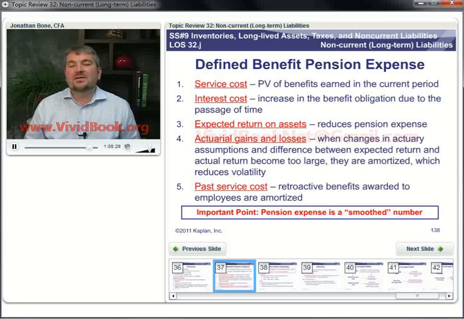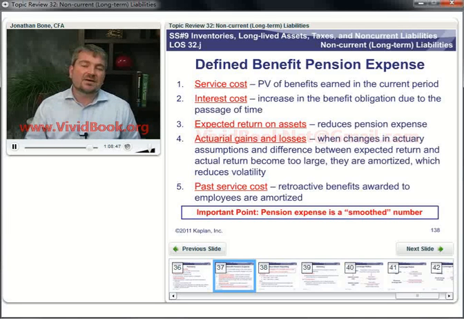Now, service cost is simply the present value of the benefits that you've earned during the current period. Because you've worked for one extra year, you're entitled to more benefits when you retire. So the service cost is actually the present value of the benefits that you've earned during the year, but it's actually based on your final salary.